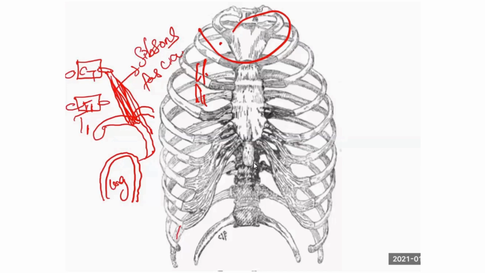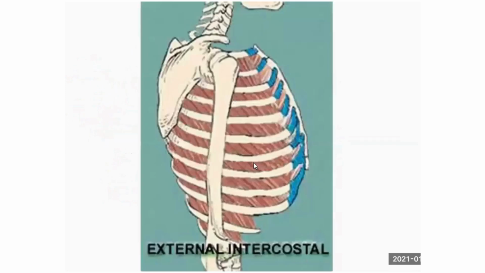The attachment of this fascia extends from C7 to T1 to the first rib. So below the first rib is the lung. So the lung is not coming up. The artery related is the subclavian artery.